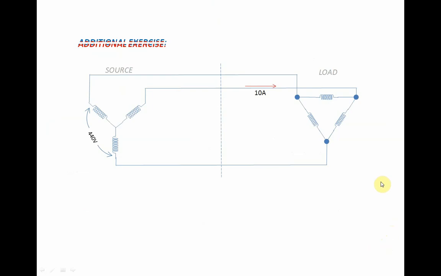Now for an additional exercise, I need you to answer this system. Y source and delta load, given 440 volts and 10 amperes here.